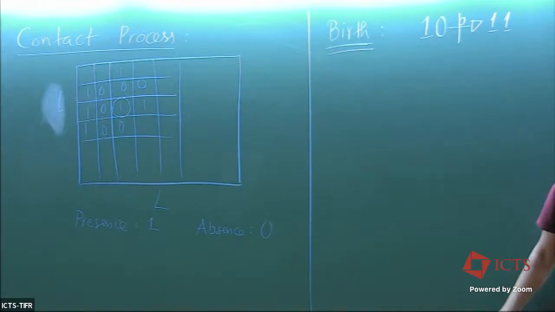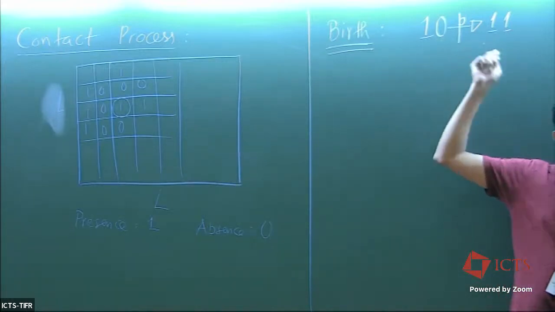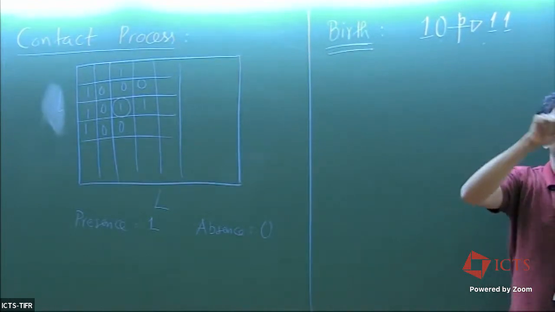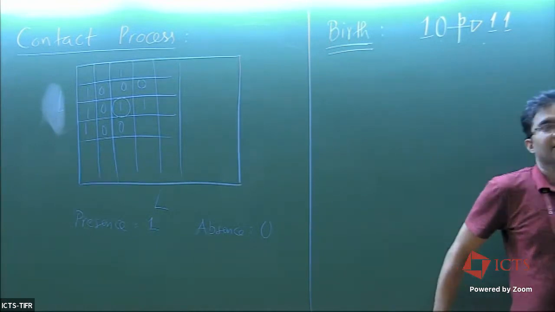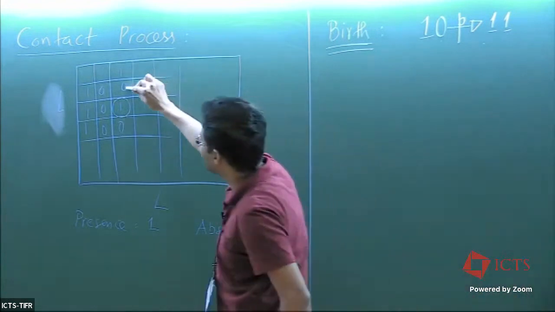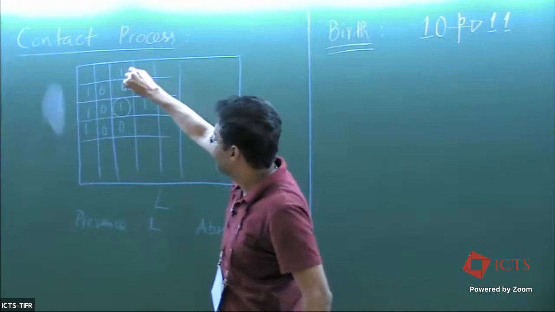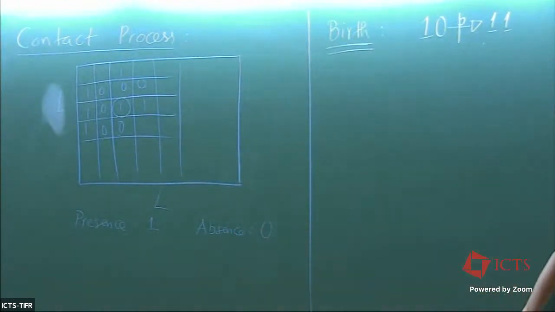So I choose any of the neighbors, and if that neighbor is unoccupied, that's when the birth happens. All the 4 neighbors are chosen with equal probability. I want to clarify that I'm not choosing the 3 with equal probability, I'm choosing all the 4 with equal probability. And if the chosen one is empty, then only with probability p does it reproduce. This is the birth.